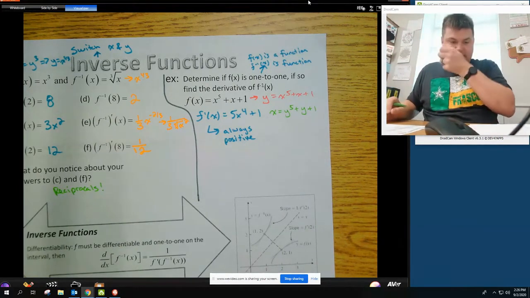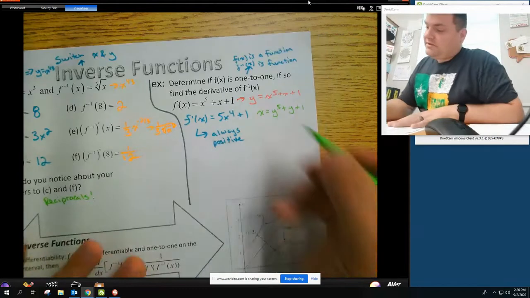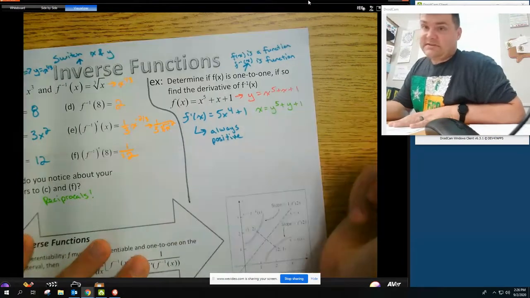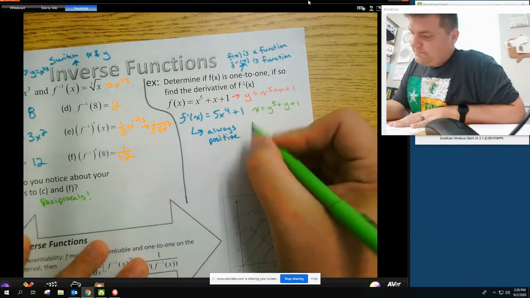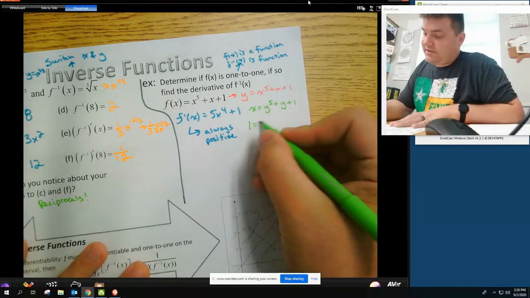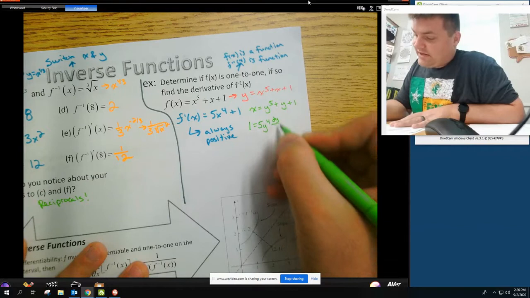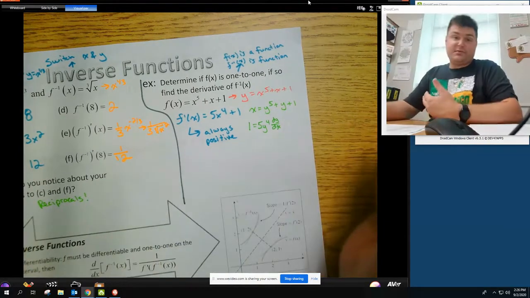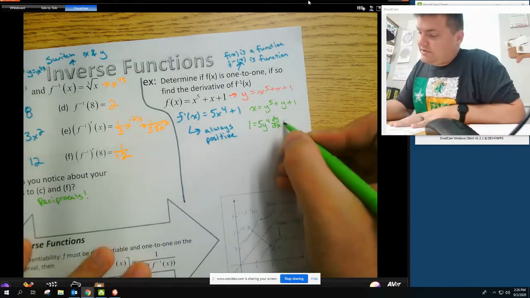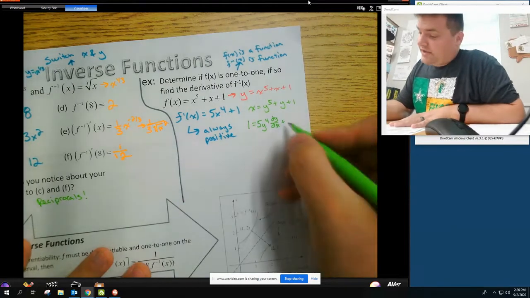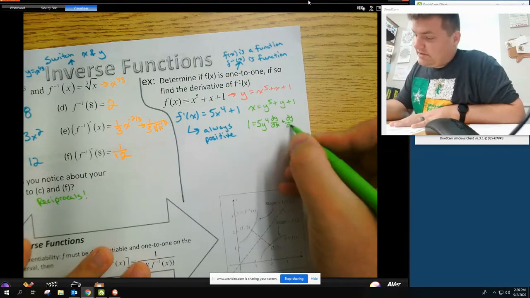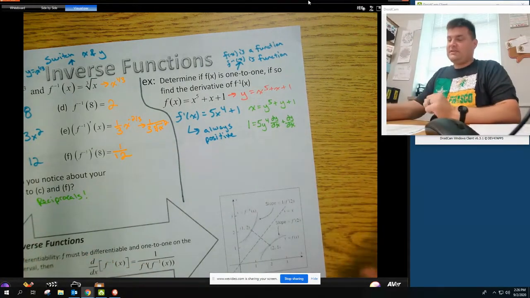And we will be good to go from there. So the derivative of x is 1, equals the derivative of y to the fifth, which is 5y to the fourth, tagged with dy/dx because we're taking a derivative with respect to x, plus the derivative of y, which is dy/dx. The derivative of 1 is 0, so I just leave it.